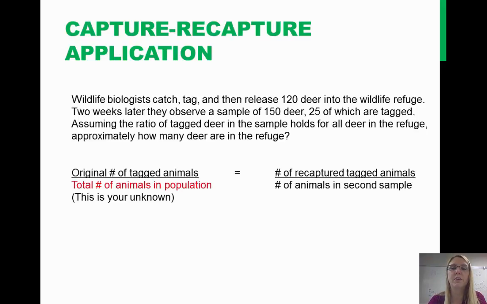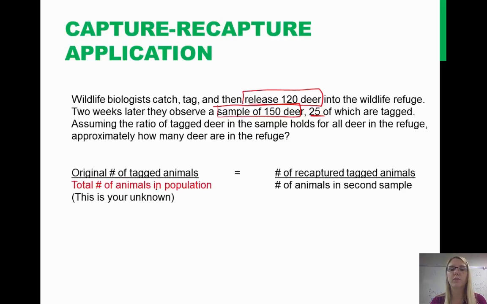Now, there's another application that you're going to run into in this section called capture-recapture. Here, let's read through this problem, and I'm going to show you how to set it up. Wildlife biologists catch, tag, and then release 120 deer in a wildlife refuge. So the first amount of deer that they catch was 120. 2 weeks later, they observe a sample of 140, and then 25 of those were tagged the first time. Assuming the ratio of the tagged deer in the sample holds for all deer in the refuge, approximately how many deer are in the refuge?